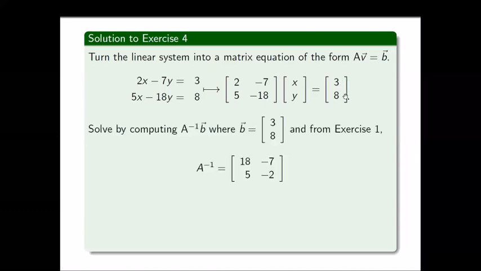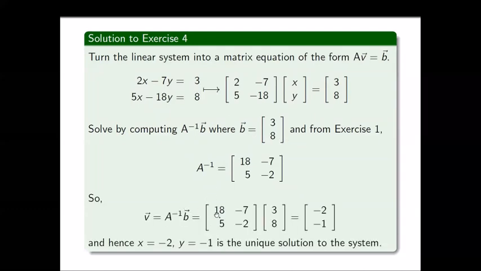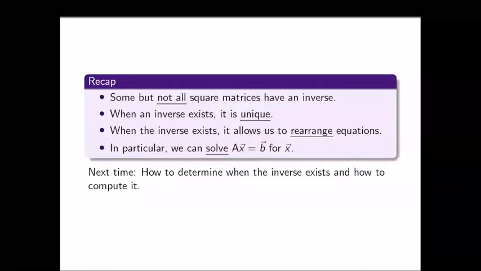Now, from exercise 1, we know that A inverse is [18, -7; 5, -2]. And we can solve for (x, y) by computing A inverse times b, where we know what b is. So we compute A inverse times b, and we end up getting (-2, -1). As a result, x equal to minus 2 and y equal to minus 1 is the unique solution to the system.